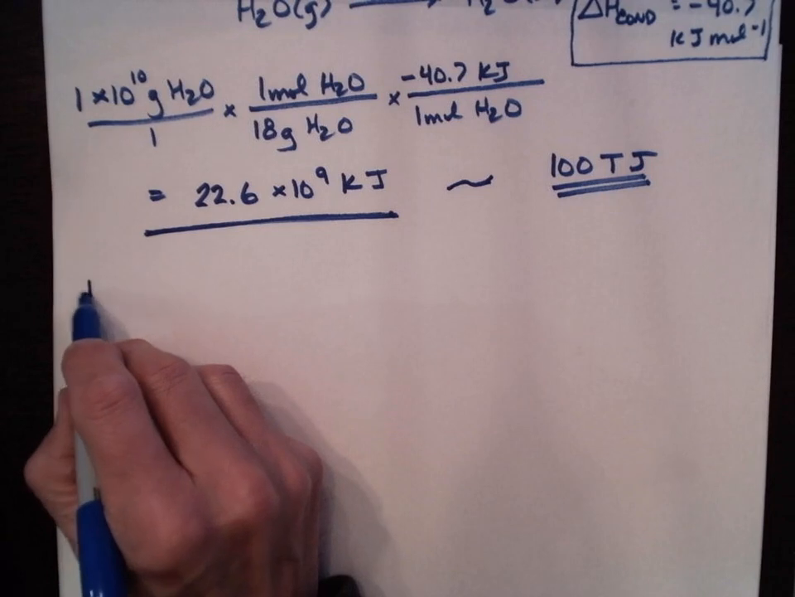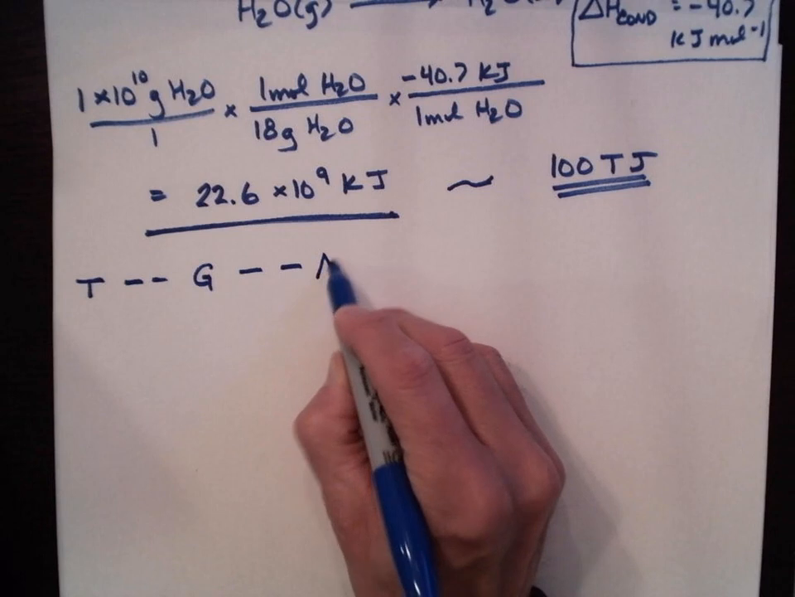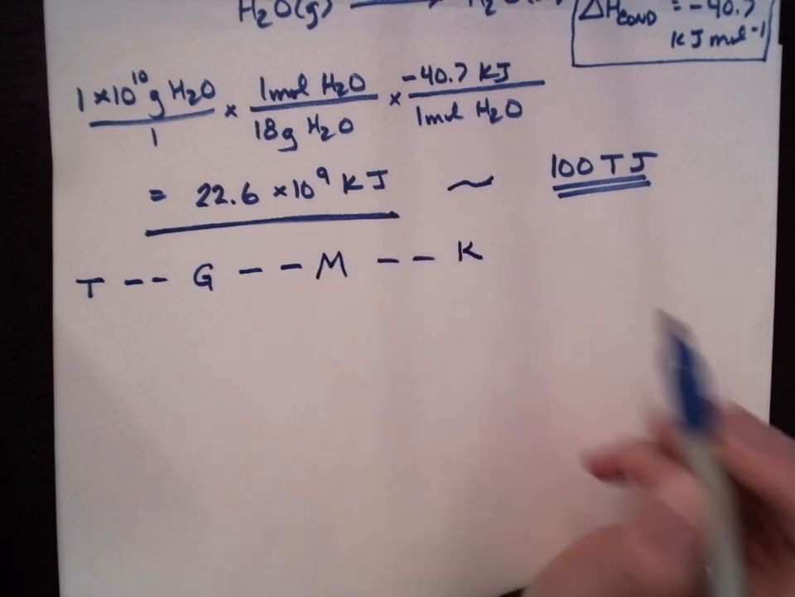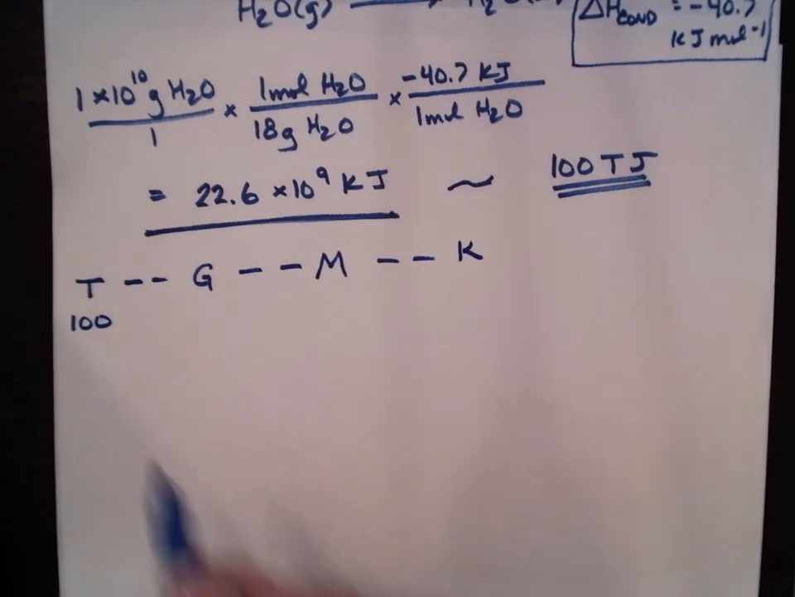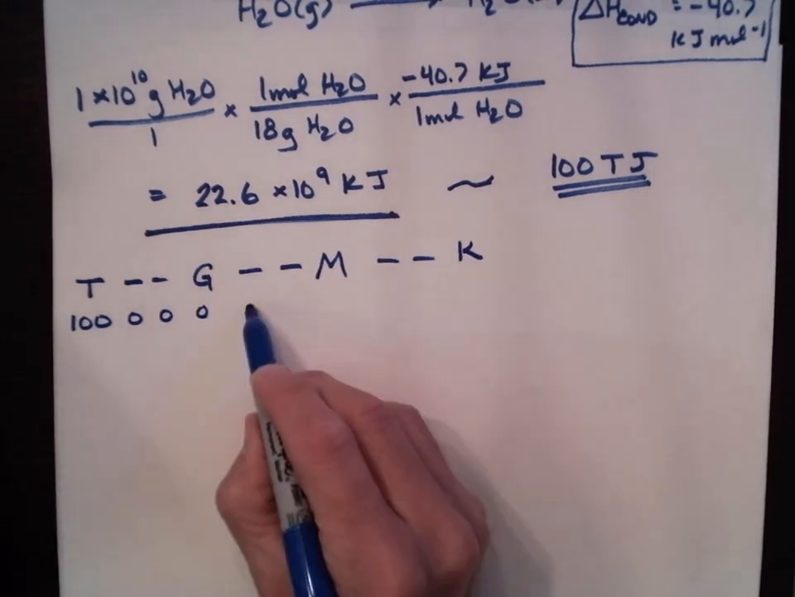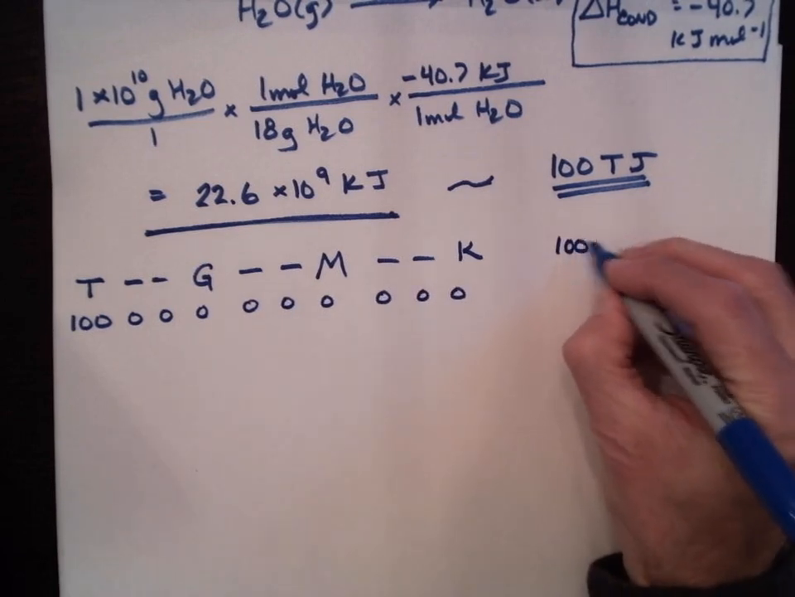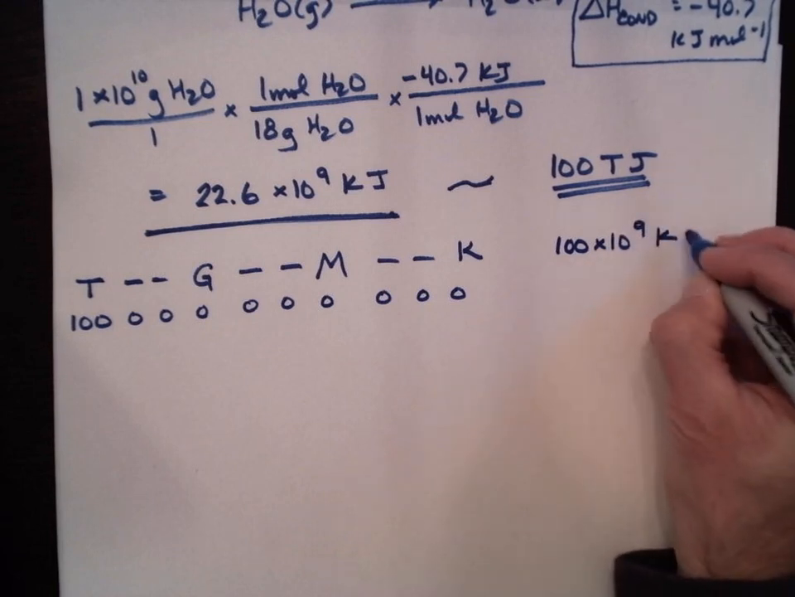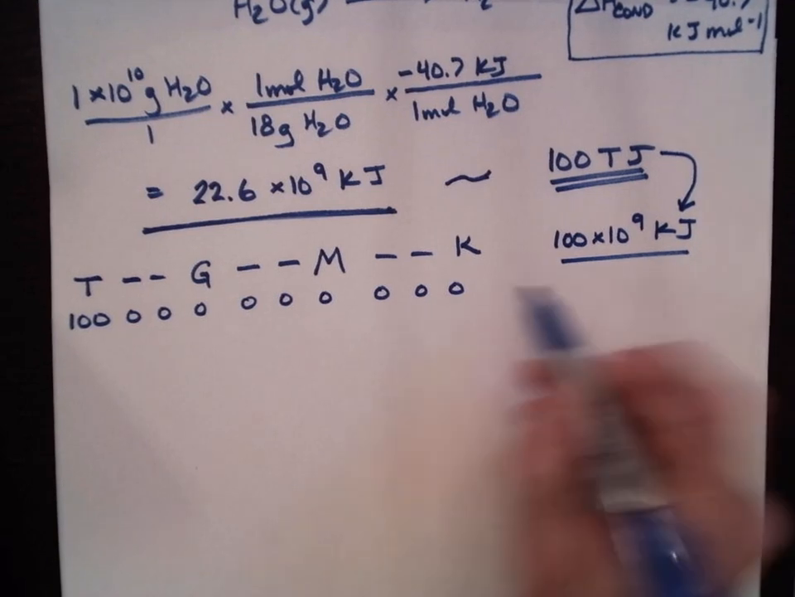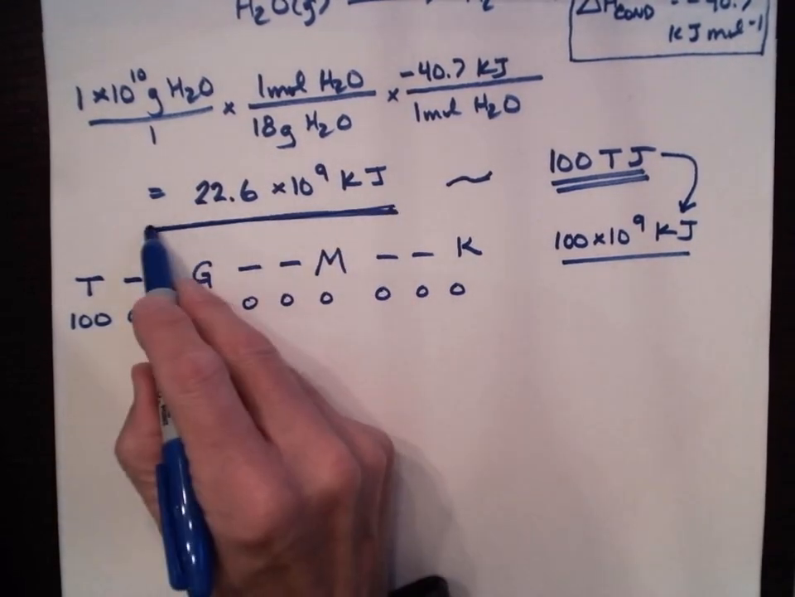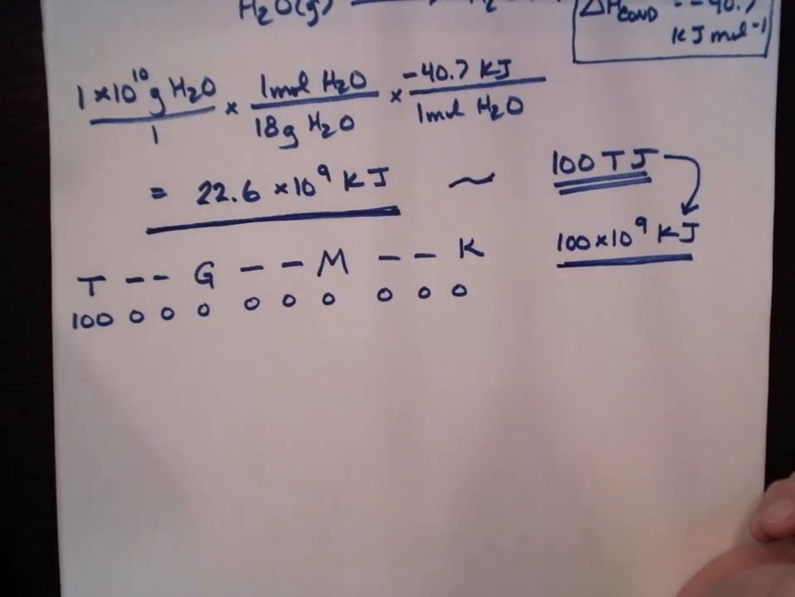So let's see, it goes tera, giga, mega, kilo. And I've got 100 terajoules of energy. 1, 2, 3, 4, 5, 6, 7, 8, 9. It looks like 100 times 10 to the 9th kilojoules is the same as 100 terajoules of energy. And so it looks like this is roughly a fifth to a quarter of the amount of energy as that released by one of the earliest nuclear bombs.